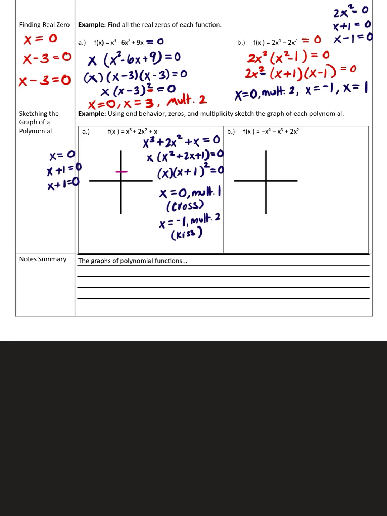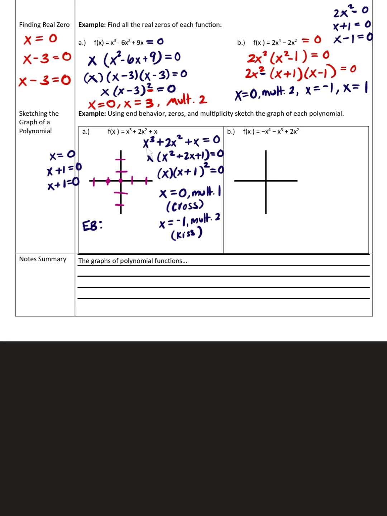All right, so I'm going to go ahead and graph this. So I'm going to make some little tick marks here. And I know that it's going to go through at 0, and something's happening here at -1. But in order to determine what my graph's going to look like, I also need to talk about the end behavior. So what is the end behavior? Well, let's go back and look at my function.